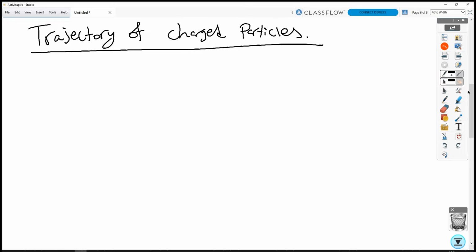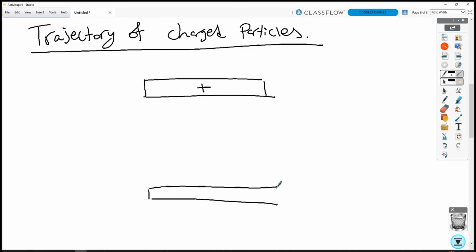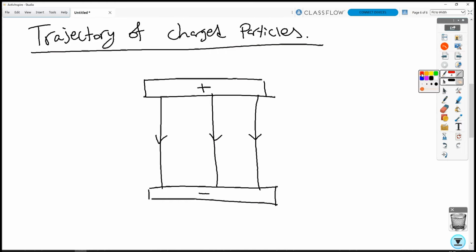So the trajectory actually depends on multiple different things. It depends on the charges, but funnily enough, it also depends on the masses. And you're going to see why in a moment. So if I do our positive and negative plates, and we draw our field lines, let's start with a proton.